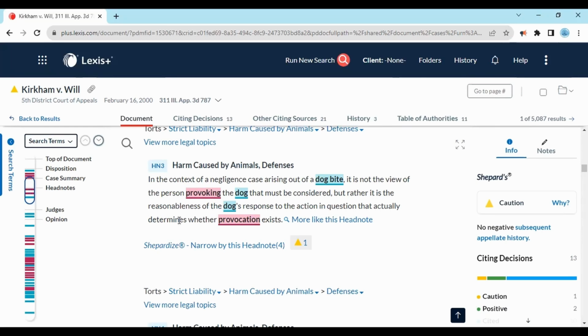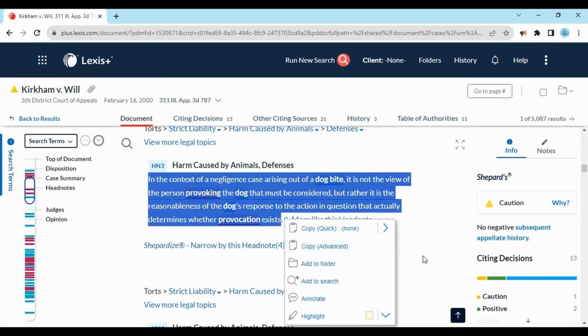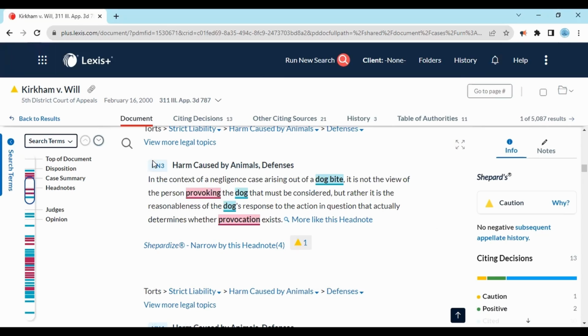So here Lexis has identified a topic that is pertinent to our research, and they've made a specific head note for it. And this text here is actually a snippet from the case below. So what you can do is click on this HN3, head note 3, and it's going to take you to where in the case the court is discussing this topic. What you can also do is click on more like this head note, and it will give you other cases that have discussed this same topic.